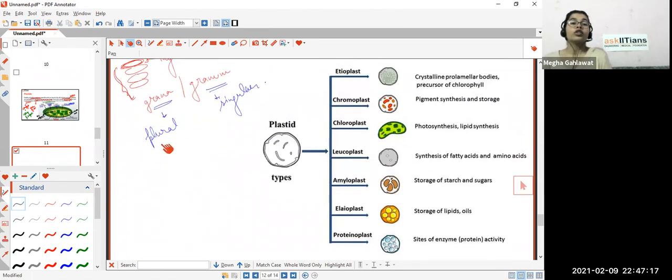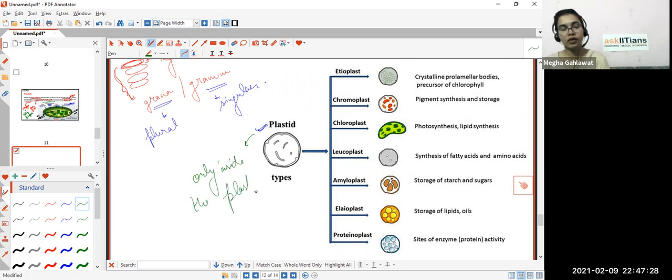Okay, so you see, we have the plastid. Plastid is the organelle which is present only inside the plant cell, and chloroplast is one of the types of plastid that we just studied. The function is photosynthesis and lipid synthesis. Okay, then we have the etioplast. Etioplast is the crystalline prolamellar body, which is the precursor of chlorophyll. Basic meaning of this particular thing is that etioplast leads to the formation of chloroplast. Etioplast is the primary structure which then develops later into the chloroplast.